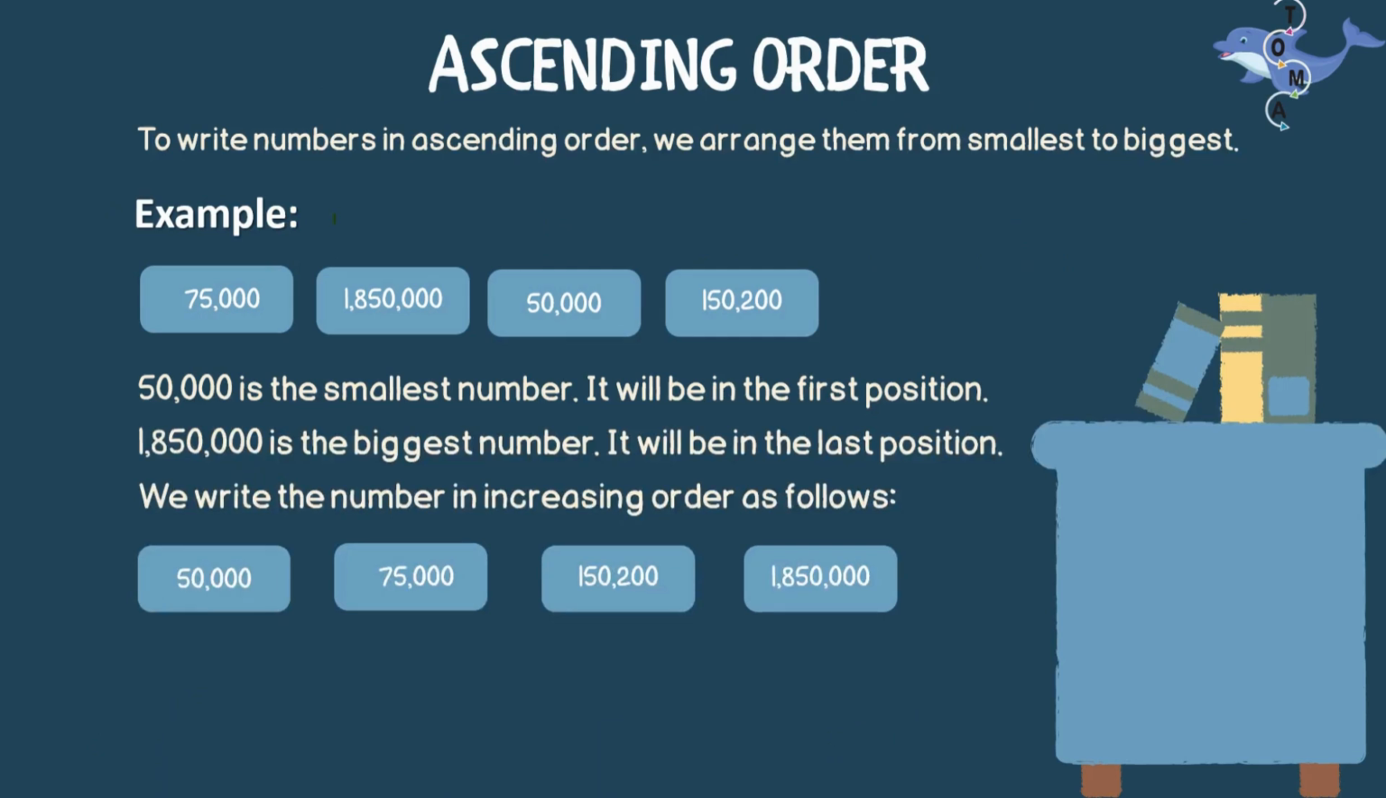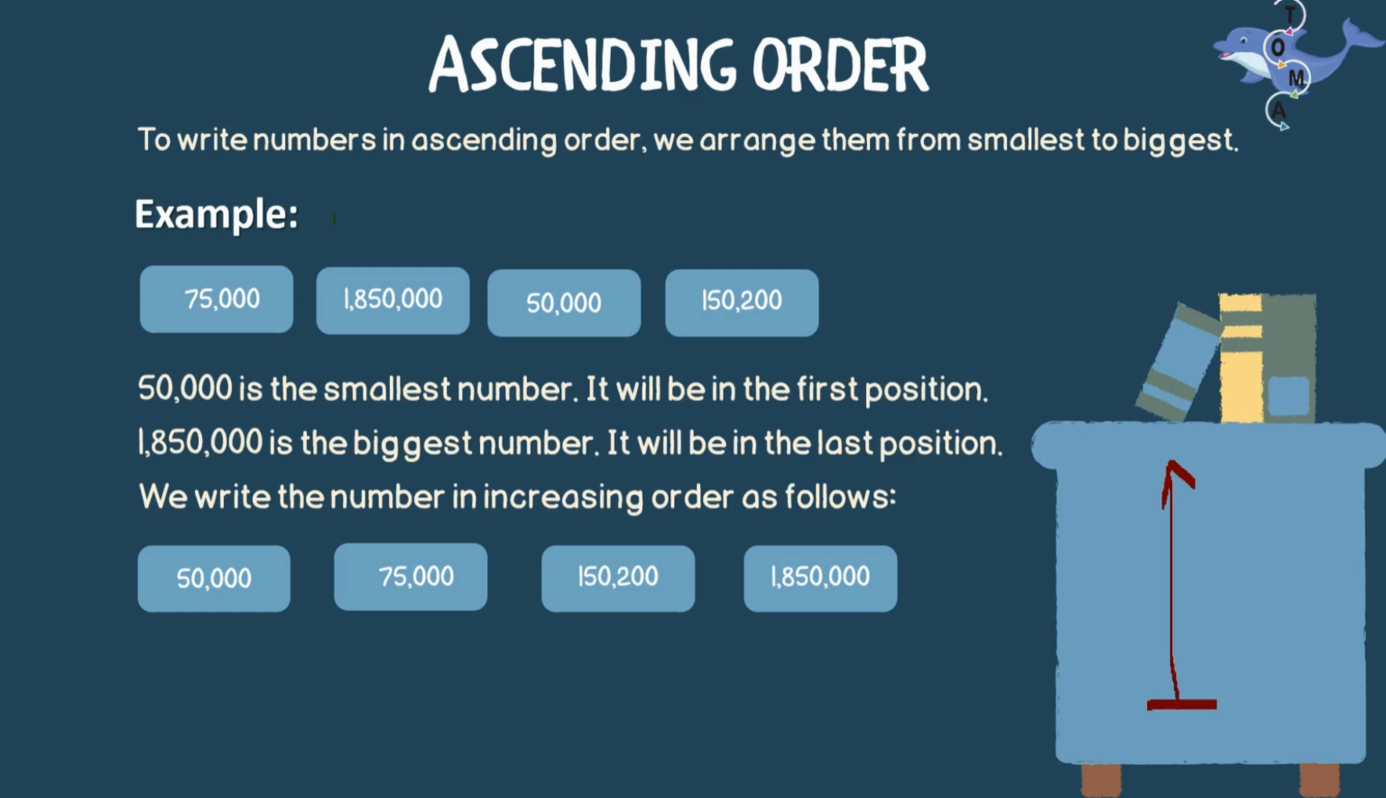Ascending order is increasing order. That is, if the starting position is the smallest and we are going to move upward to the biggest or greatest number. So we are going to start ascending order, means we are going to increase. So this is also called an increasing order. To write the number in ascending order, we arrange them from smallest to the biggest, or you can say greatest. So here we have one example.